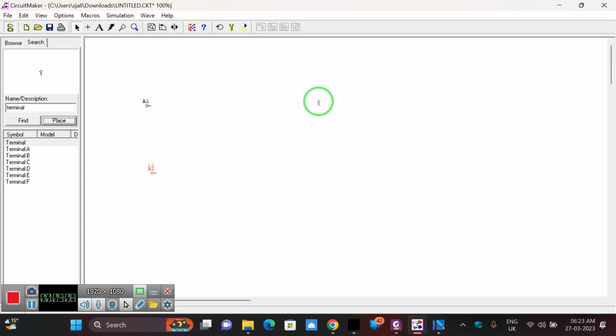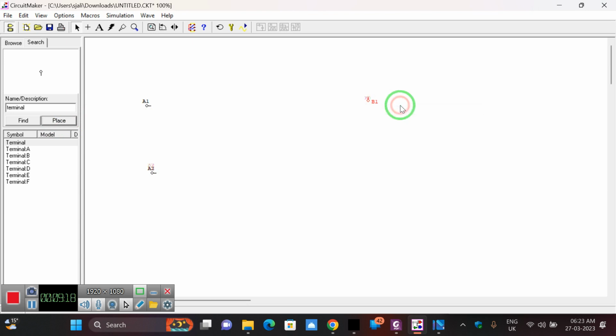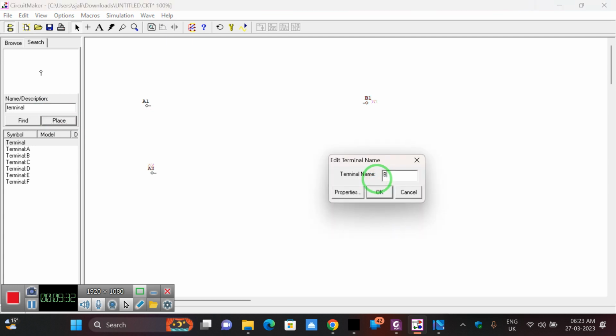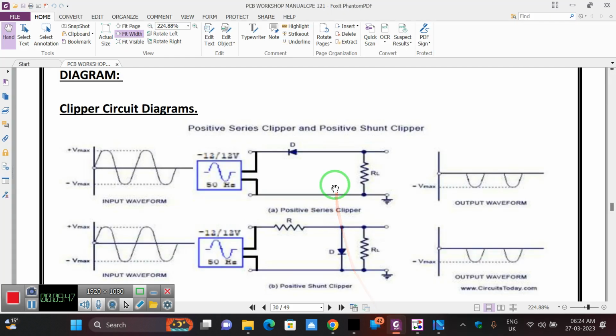Next place, rotate here, B1, rotate two times. Next we can place here, B2. The same name should not be used for each terminal, otherwise the system will be in a confused state. So this A1, B1, A2, B2 I put like in our circuit here: A1, A2, B1, B2. Now we need a signal gen, a resistor, and a ground.